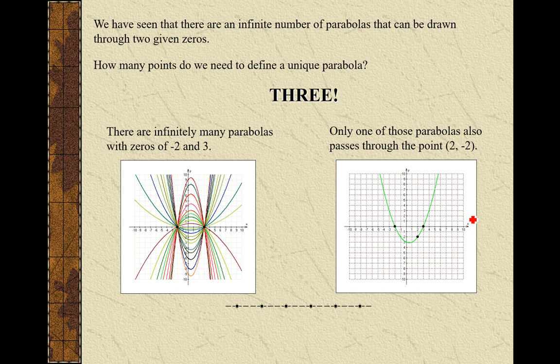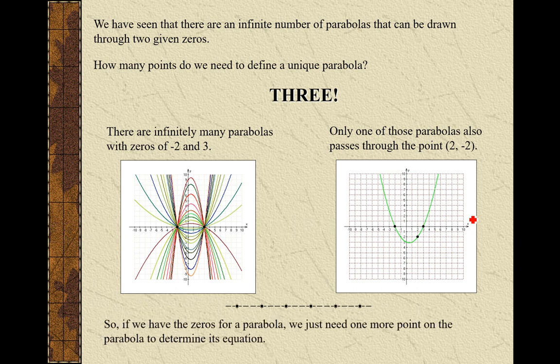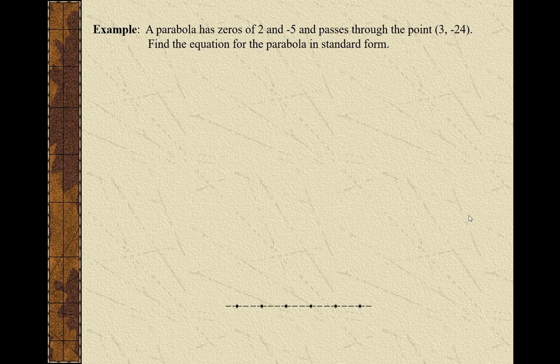Okay, the idea once more. If I give you 2 zeros, you have infinitely many parabolas. If I give you 2 zeros and 1 other point, that pins down the individual parabola. So if we have the zeros of a parabola, we just need 1 more point on the parabola to determine its equation. Challenging algebraic problem coming though. A parabola has zeros of 2 and -5 and passes through the point 3, -24. Find the equation of the parabola in standard form.